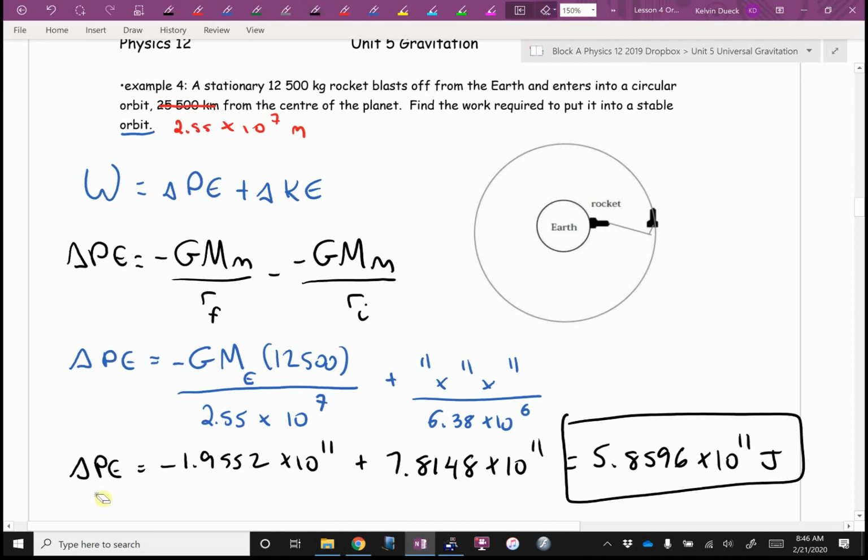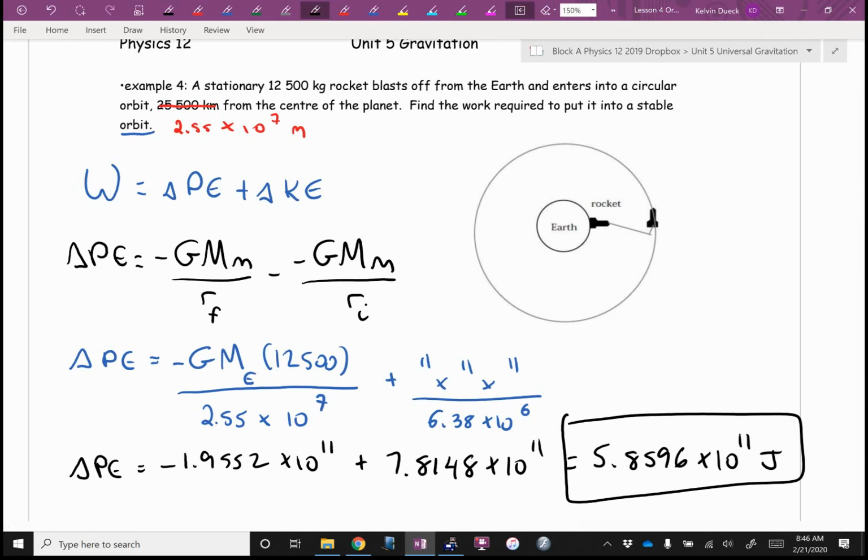Ben, what did we just find? The change in potential. What else do we still need to find? So go to the very first line. But how do we find work? Read me the other side. Change in potential energy, which we found, plus change in kinetic energy. Do we know the change in kinetic energy yet? So what else do we still have to find?